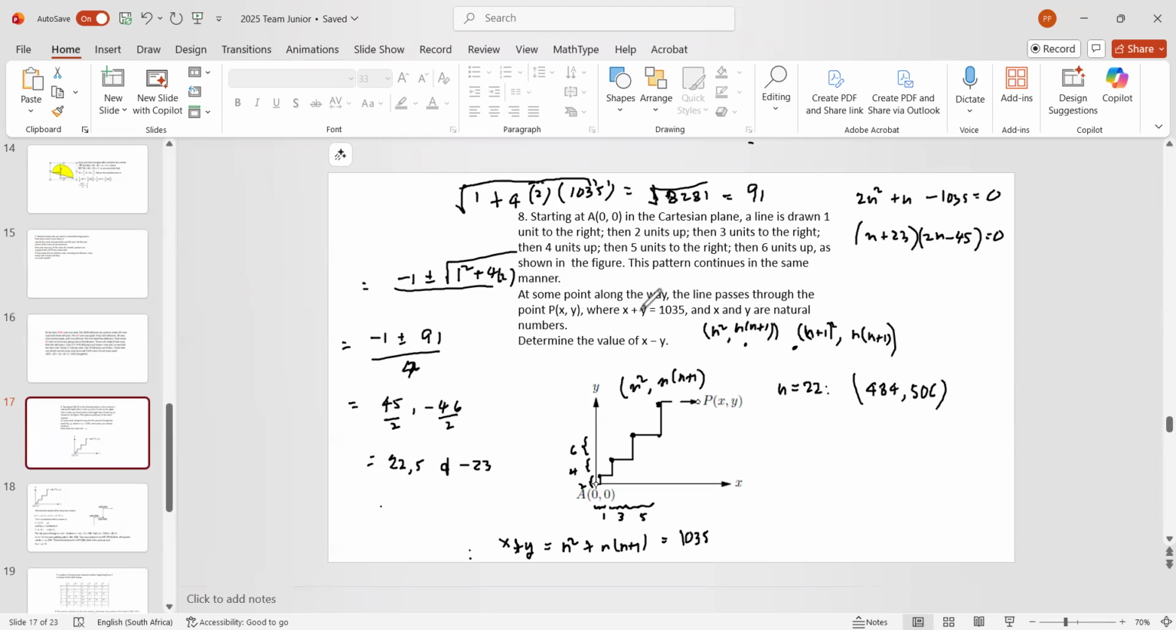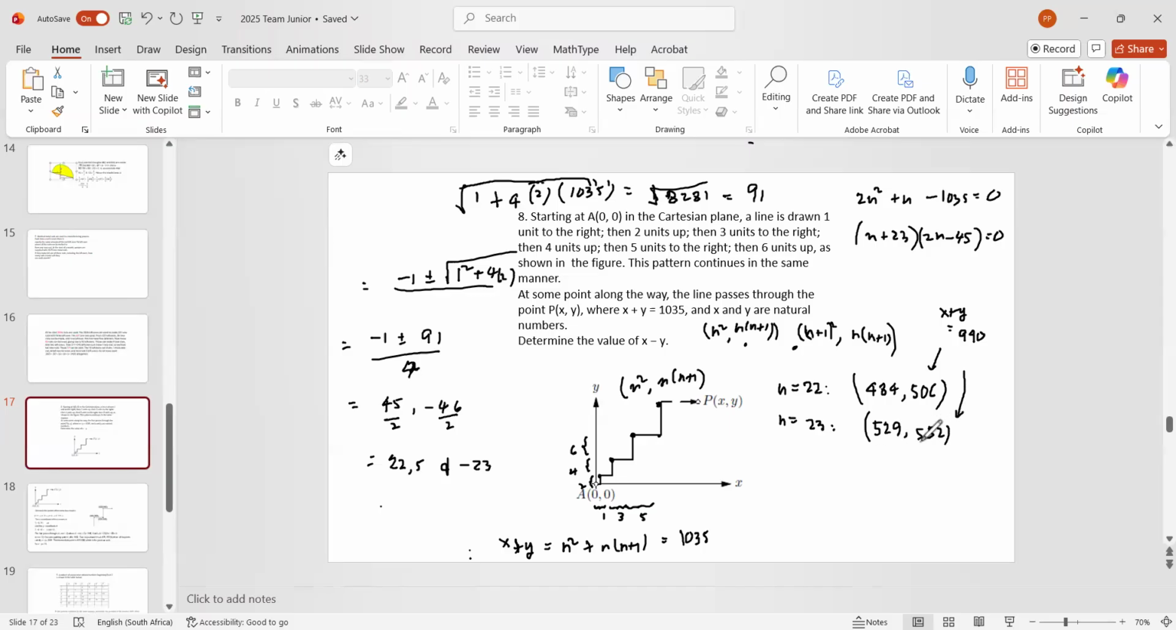Right? And when you work on x plus y in this case here, you got 990. That's not 1035. Okay, let's try 23 because the 22 and a half, we can try the nearest integers to this. 23 squared is 529. And then you got n into n plus 1, which is 23 times 24. And try this thing out.